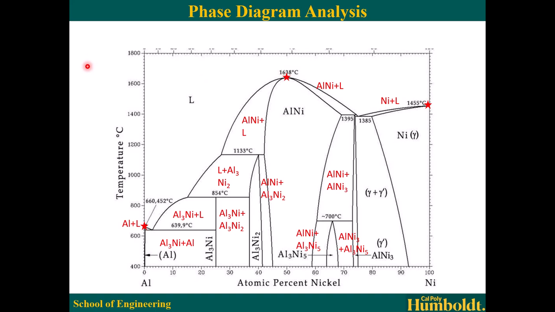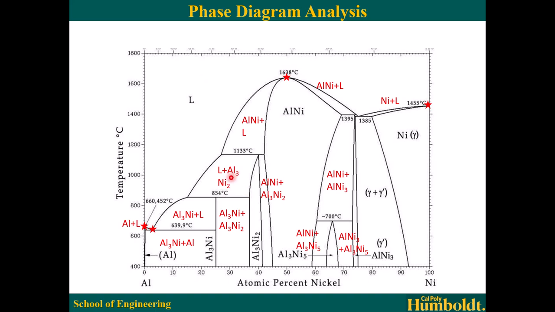We can also start to look at invariant points. So let's start from the left and go to the right. There's an invariant point right here. What is it? I'm going from liquid to a two-phase solid region. It has the bunny rabbit ears feature, so that's a eutectic. What about right here? This looks like a peritectic feature, but is it peritectic or peritectoid? Well, I have liquid, so it's a peritectic.